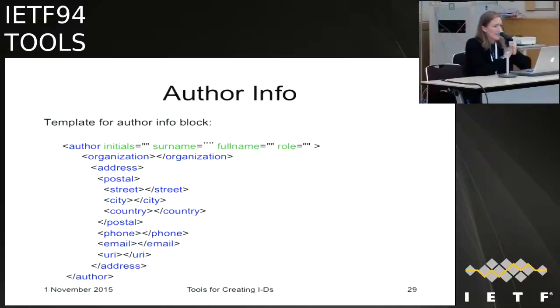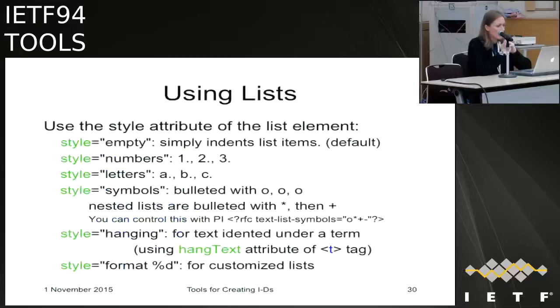If you're using lists, and IDs definitely seem to have a lot of lists, these are the styles that are available. So empty is simply indentation. You have numbers, letters, symbols, which is to get the bulleted list, which in ASCII comes out, the top level bullet is an o, lowercase o. But you can actually use a processing instruction, the PI RFC text list symbols, to control what the bullets are.